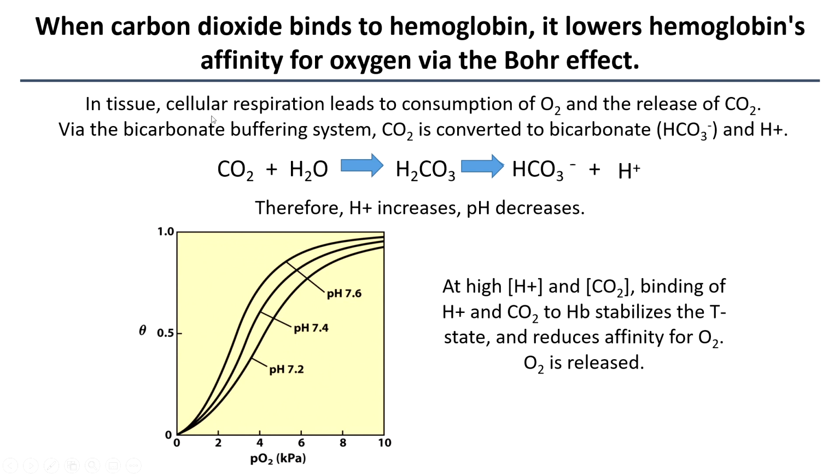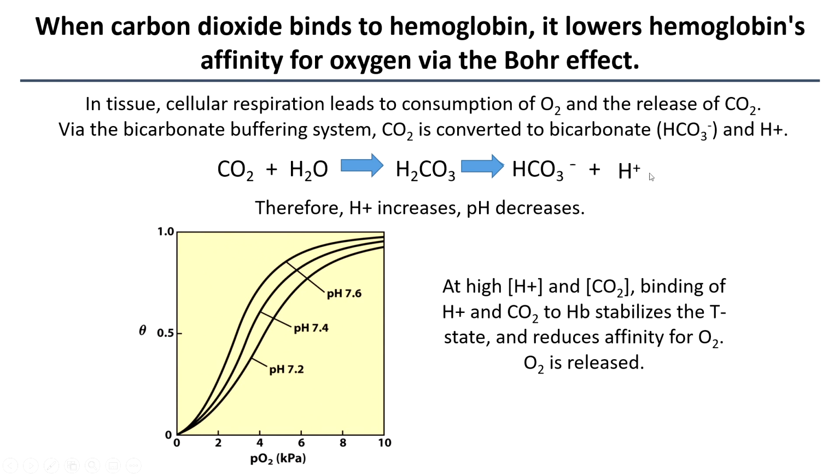Okay, so in tissue, again, cellular respiration leads to the consumption of oxygen, so oxygen concentration is low, and the release of carbon dioxide, so carbon dioxide concentration is high. Remember, when that happens and carbon dioxide is in high concentration, that means this side of the bicarbonate buffering equation is higher in concentration than this side. And so that will encourage the carbon dioxide and water in tissue to combine to make carbonic acid. And that's going to push for the formation of bicarbonate and hydrogen ions.